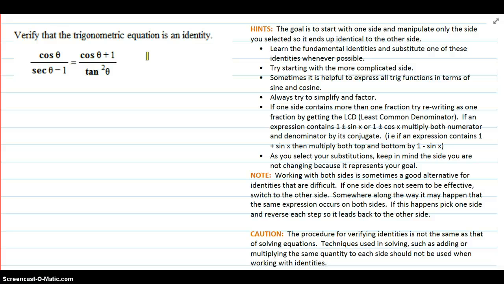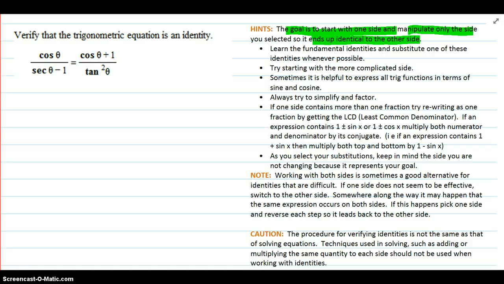Well, let's talk about our goal. The goal here is to start with one side. This is how you always verify identities. You start with one side. You manipulate only that side so it ends up identical to the other side. And you know that you have an identity.